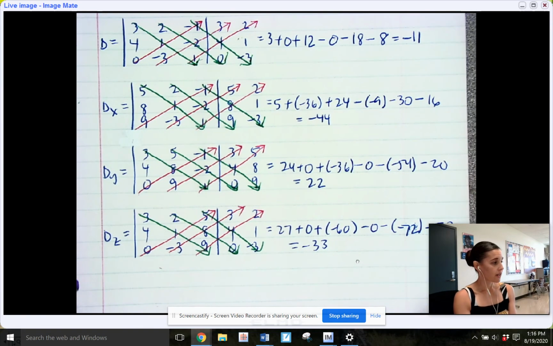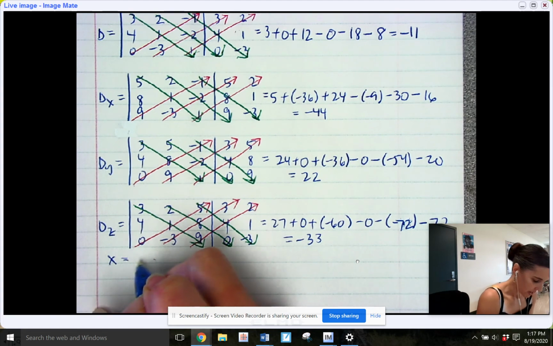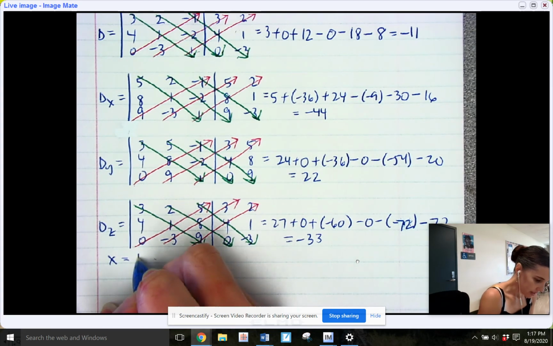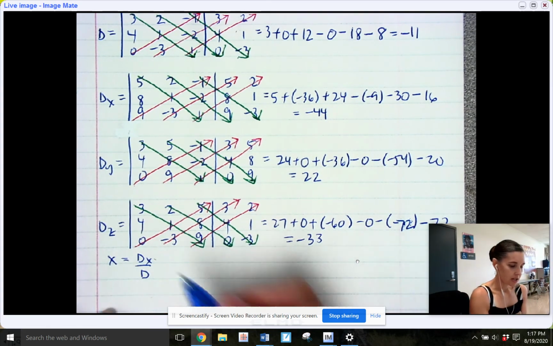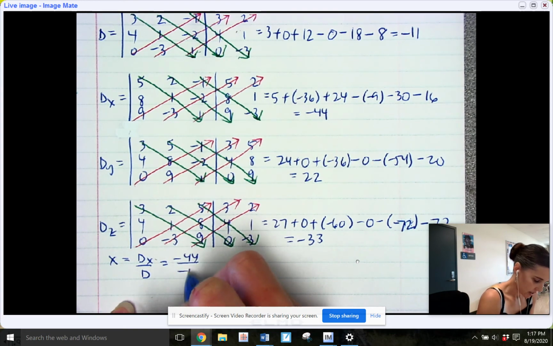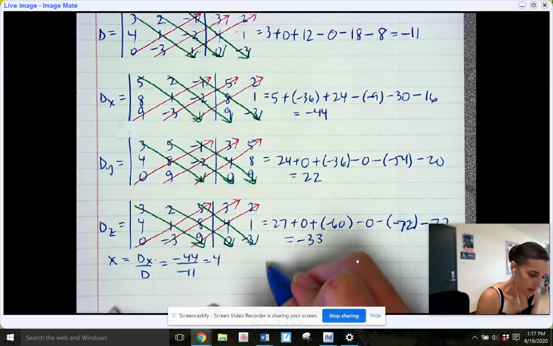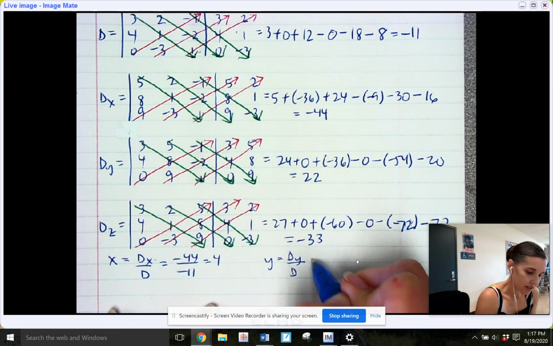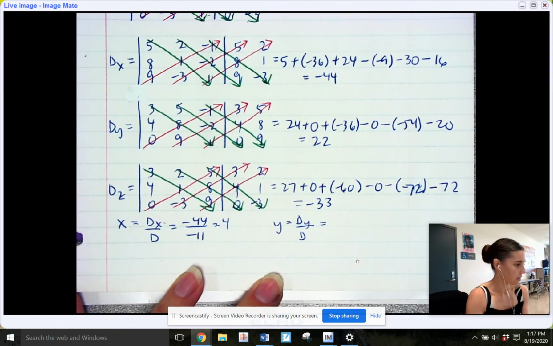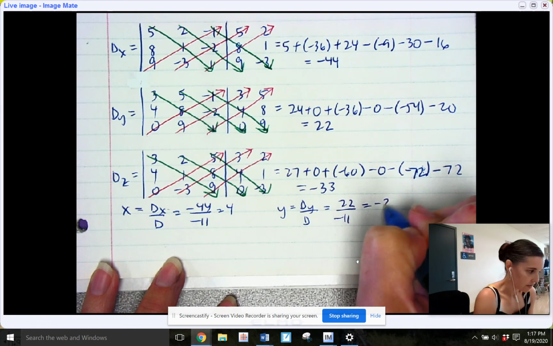Okay, so now that I found the values of all of my determinants, then I got to remember how this goes. So again, to find x, it's going to be your dx divided by d. So when I do that, that would be my x is negative 44 divided by the d. So that would give me 4. Okay, to find my y, I've got to do dy over d. So then that would be 22 over the negative 11, which is negative 2.